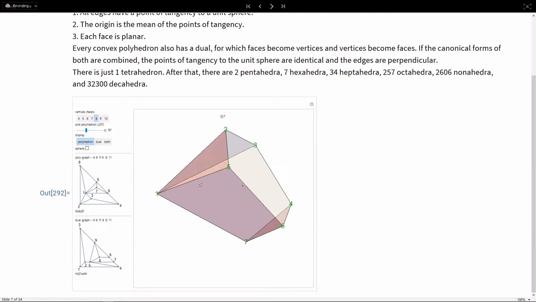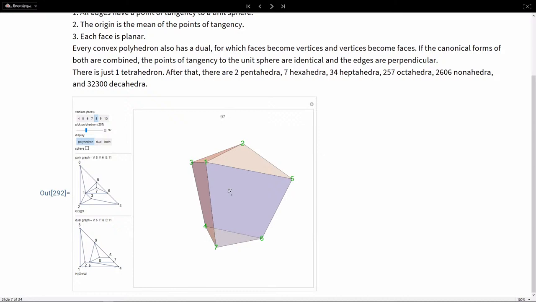So here's the 97th of the 257 octahedra. Let's see if we can get a different one here.